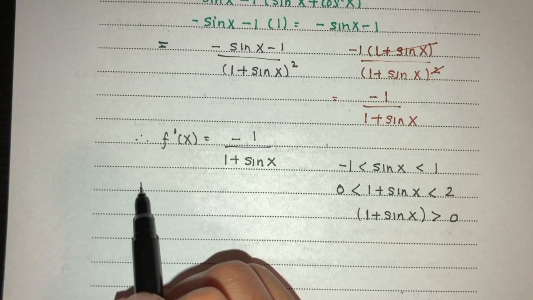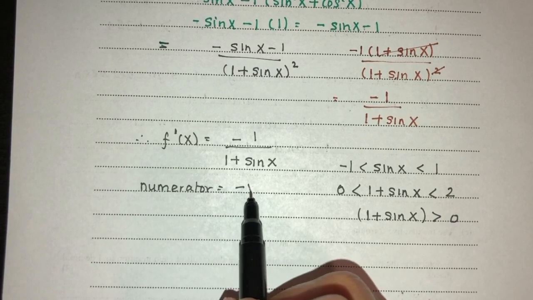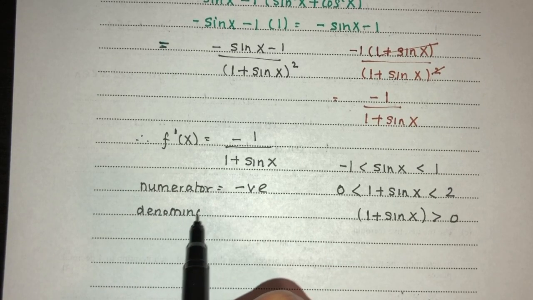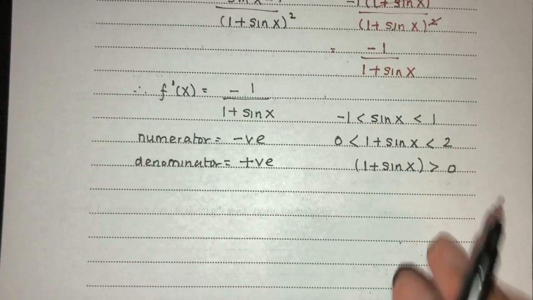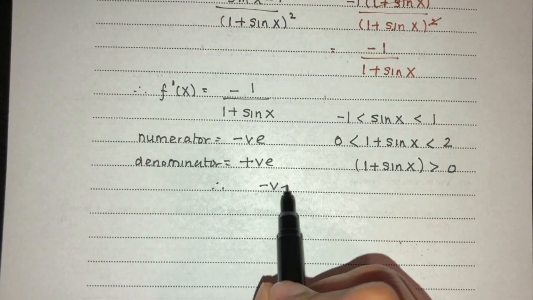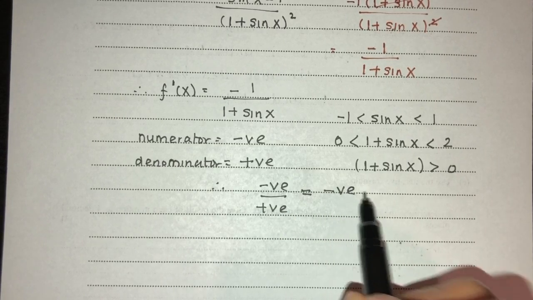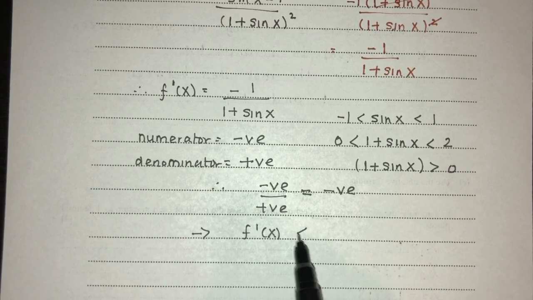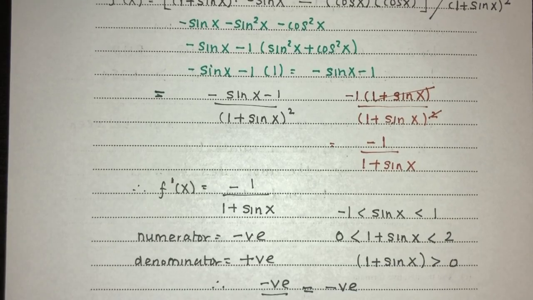So look at your fraction. You can say the numerator is negative, the denominator is always going to be positive. Now negative divided by positive is always going to give you negative, and that is why f prime of x is always going to be less than 0. That is the reason why. That is part A of question number 7.